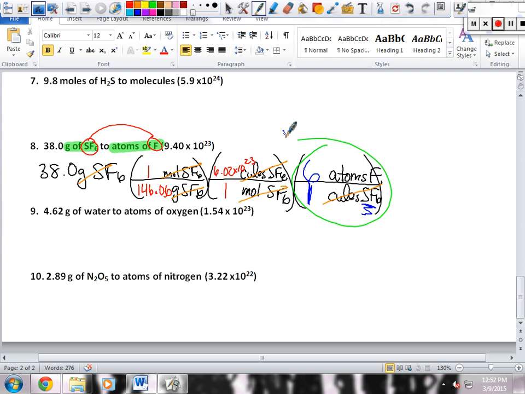That's a good question. What would you label that? What is the only thing left that hasn't canceled? Atoms of F. That's why if you get in the habit of putting the formula in the parentheses, it solves that issue. You know what to put.